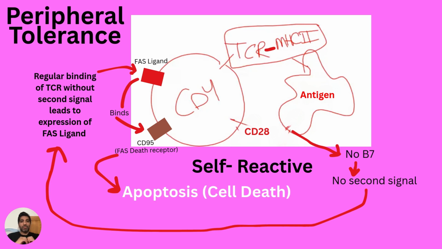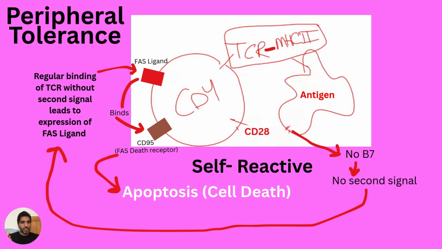Okay. Now there's another thing that it can do. And this is actually, I think, pretty cool. Again, no B7, no second signal. The TCR is still bound to the MHC2, but the cell goes, I'm not getting a second signal. Why don't I cause the expression of the FAS ligand? It binds to the CD95 receptor, could be on its own cell. The CD95 receptor, also known as the FAS receptor or the death receptor. And when that happens, it activates the caspases and everything, and you get apoptosis.